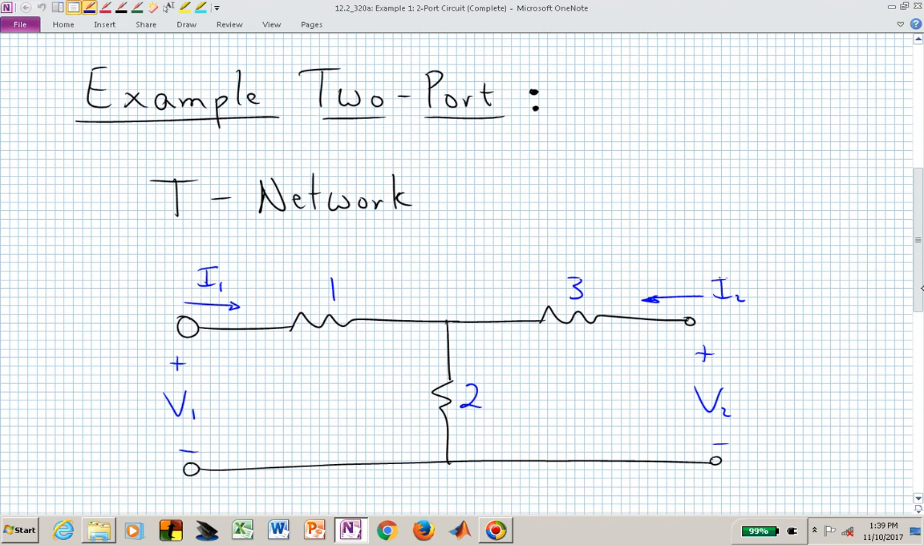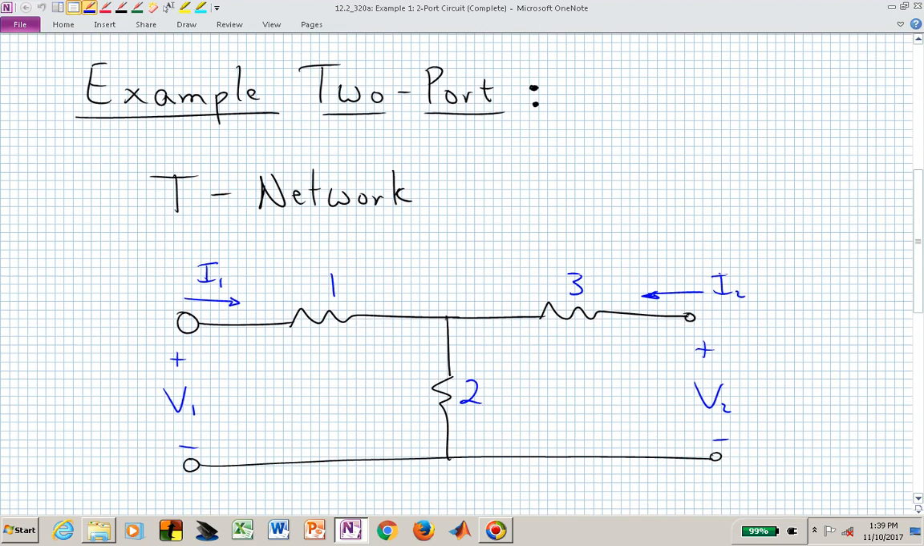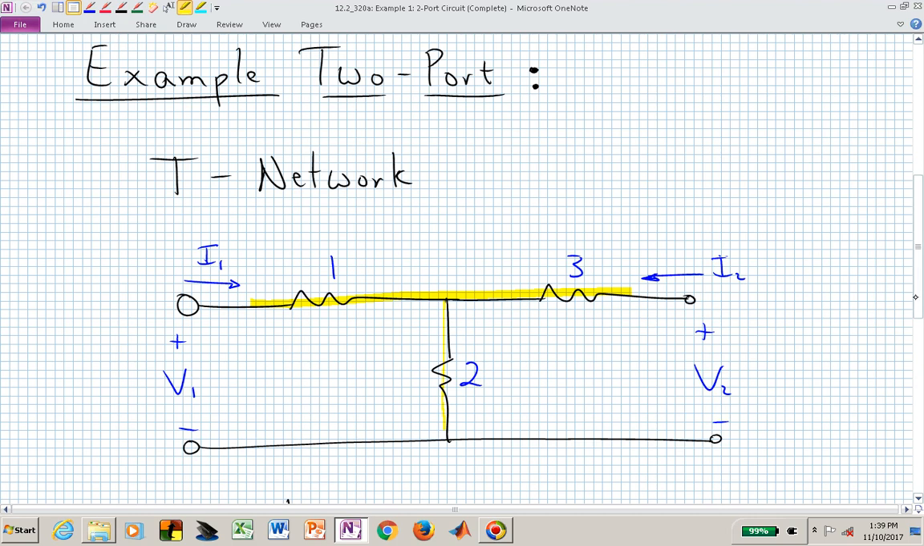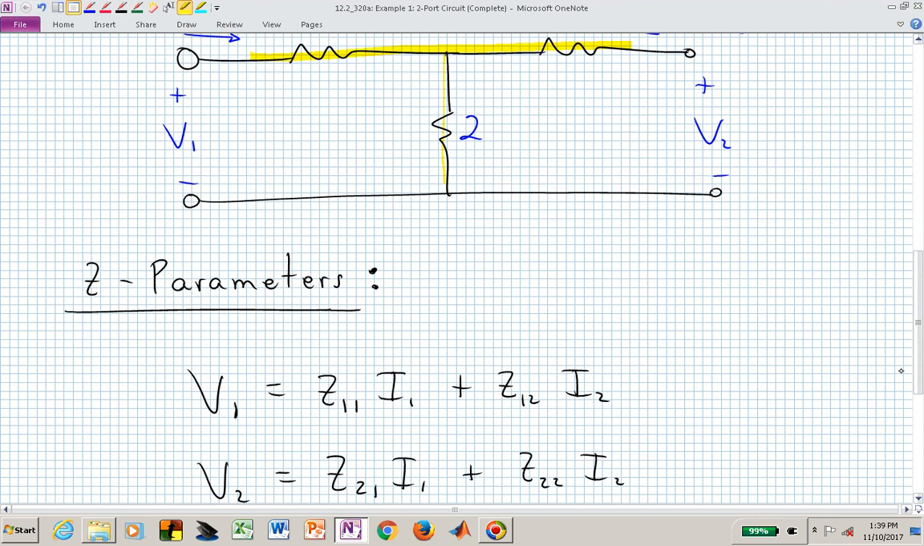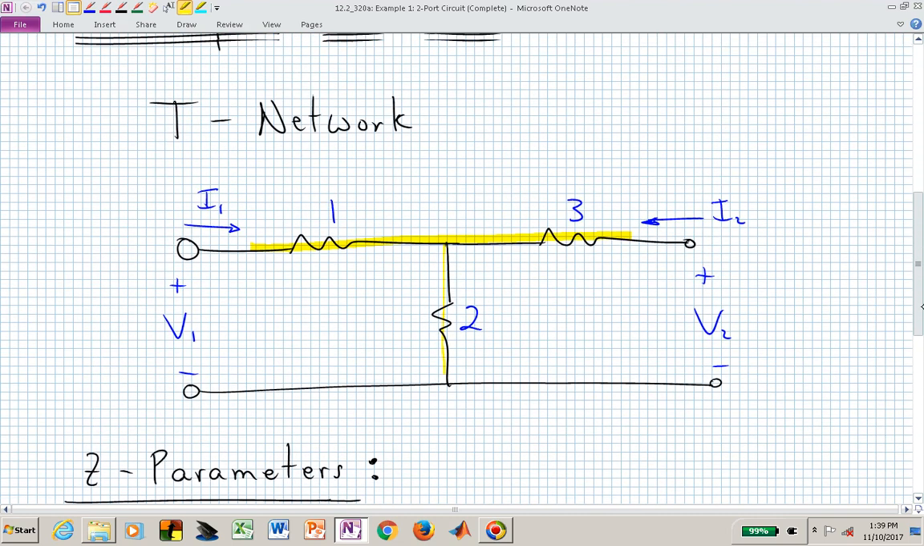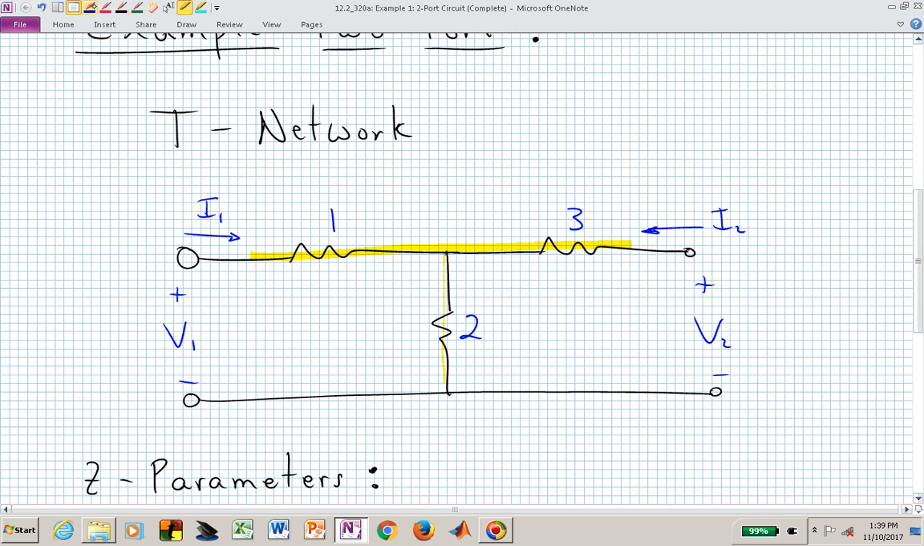And here is the circuit that we want to investigate. It's a T network. You can sort of imagine the T that is illustrated by this network. And that's now what we want to try to find. We want to try to find the Z parameters, which are the Z11, the Z12, the Z21, and the Z22. We have three different parameters in this circuit.